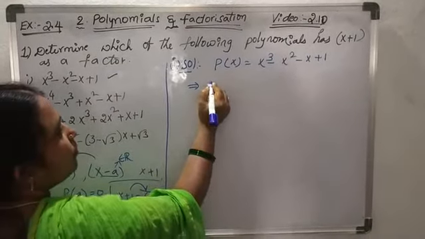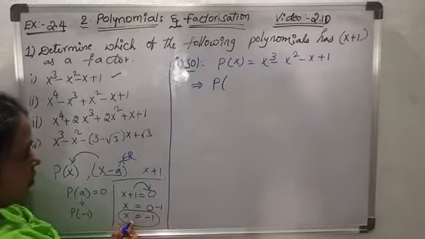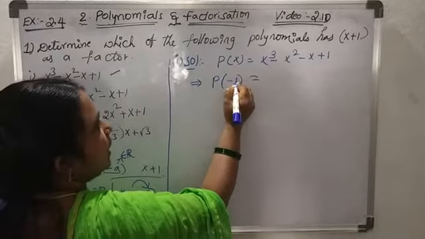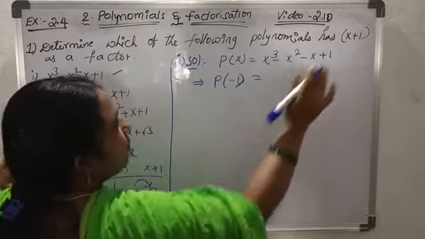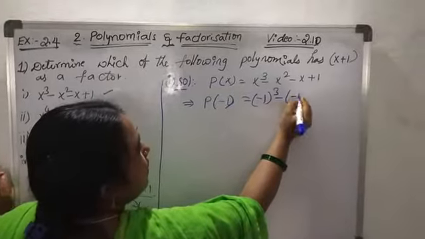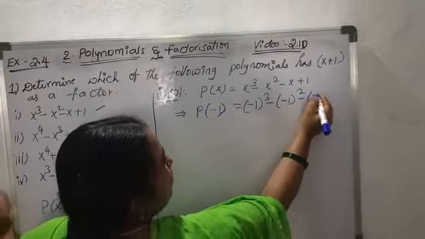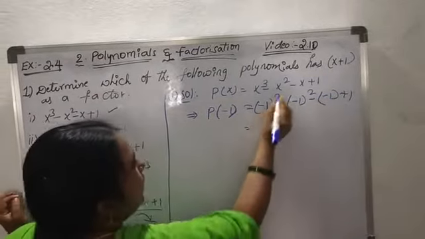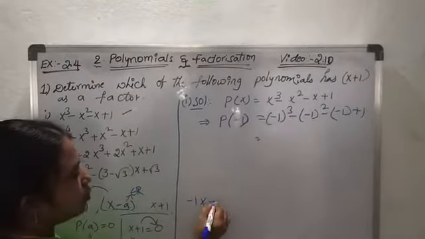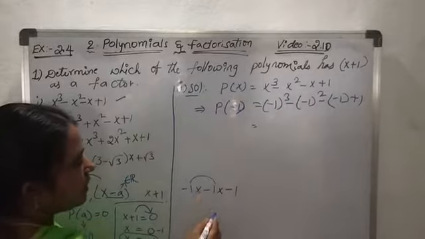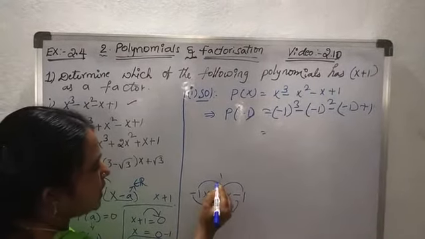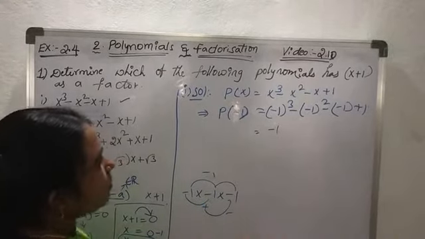P of x plus 1. In the place of x we should take minus 1. P of minus 1: replace x by minus 1 everywhere in p of x. That is, minus 1 whole cube minus of minus 1 whole square minus of minus 1 plus 1. Now minus 1 cubed: we multiply minus 1 into minus 1 into minus 1, three times. 1 ones are 1, 1 ones are 1. Minus into minus is plus, plus into minus is minus. So we are getting minus 1.